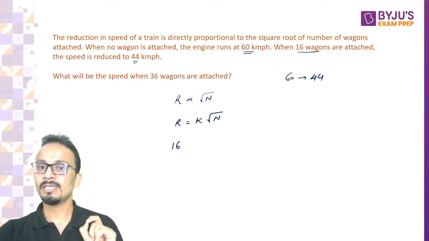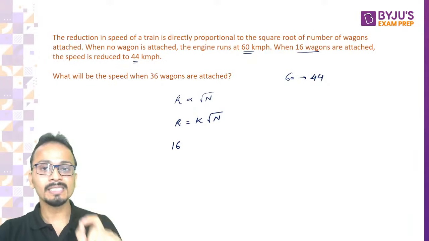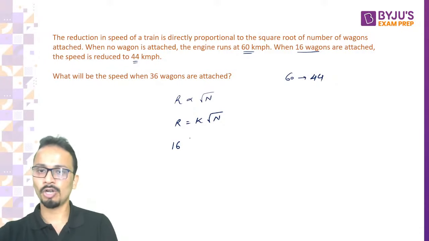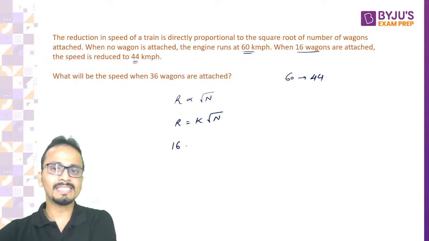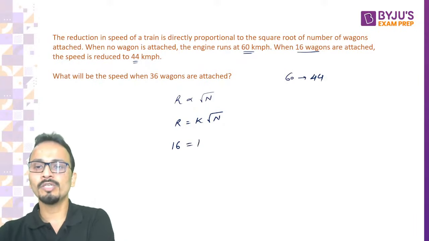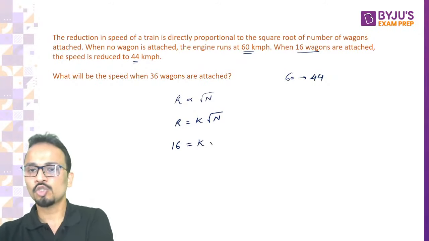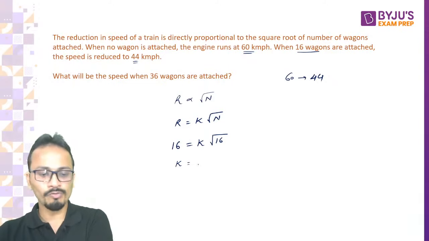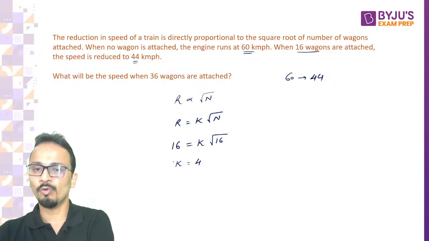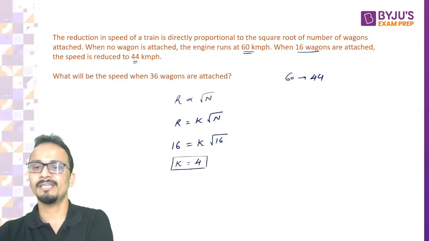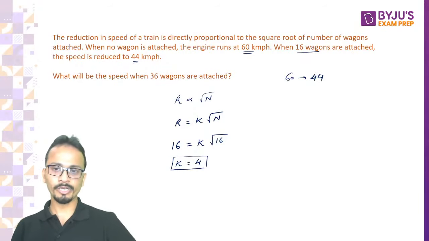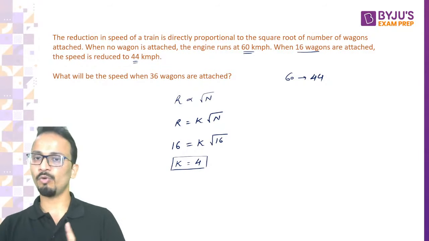Be careful. This is not speed. This is the reduction in speed. All right. So speed is reduced by 16, which will be equal to K times the square root of number of wagons. So number of wagons attached is 16. So I can say that the value of K will be equal to 4. All right, keep it aside. Am I clear up till this point? So the value of K is 4.